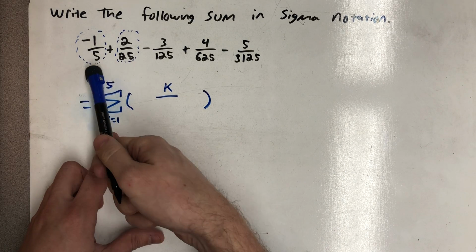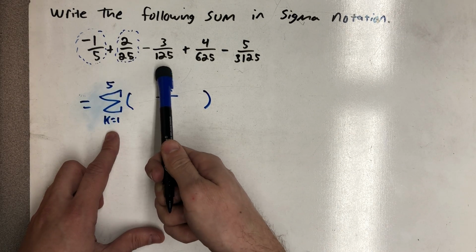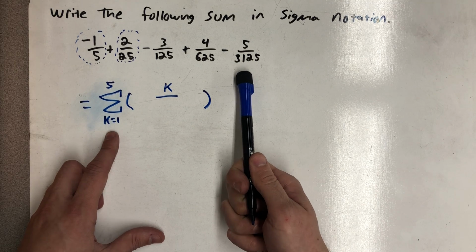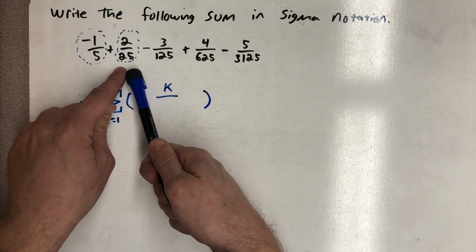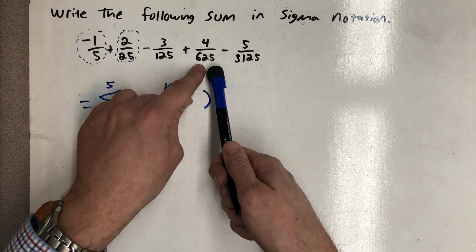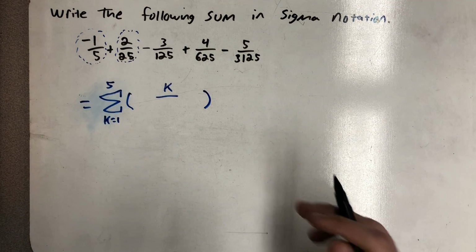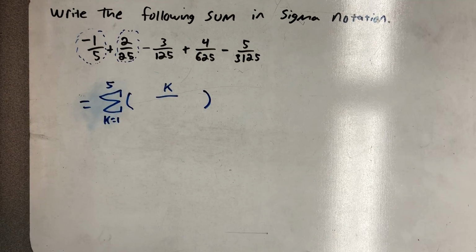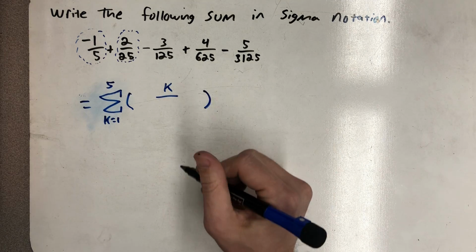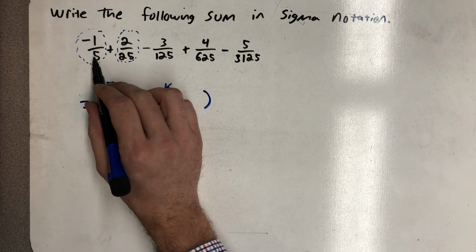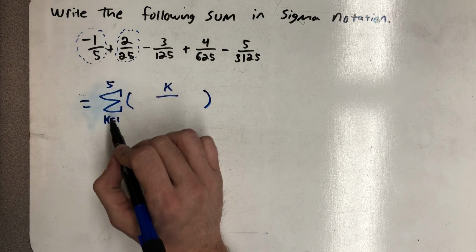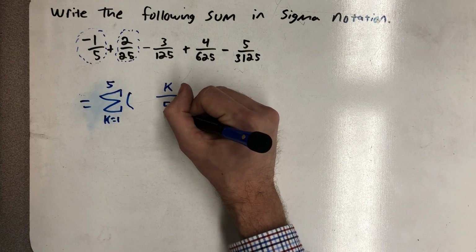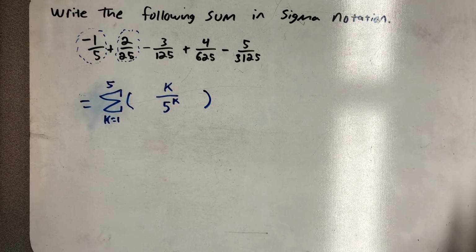And then on the bottom, I see 5, 25, 125, 625, 3,125. And well, that's 5 squared, 5 to the third, 5 to the fourth. And this is 5 to the fifth. I recognize these ones, and I checked that one just to be sure. Well, that's 5 to the first when k is 1, 5 to the second when k is 2. So the bottom of these fractions appear to be in the format of a 5 to the k power.